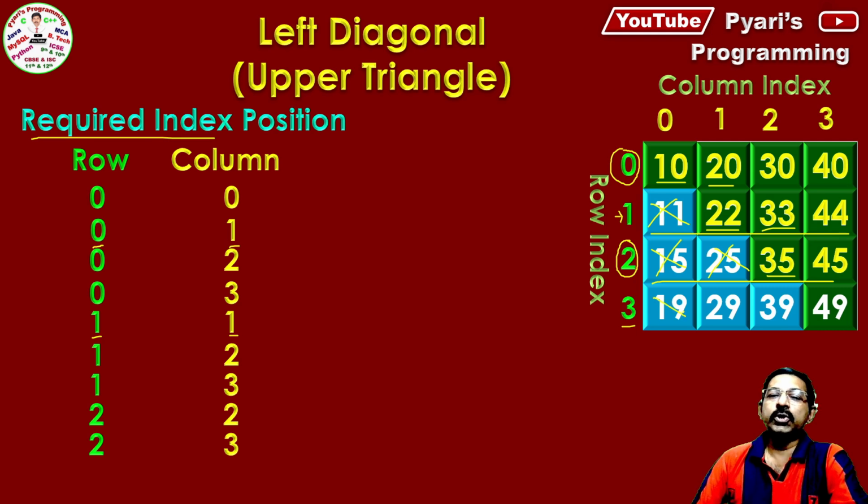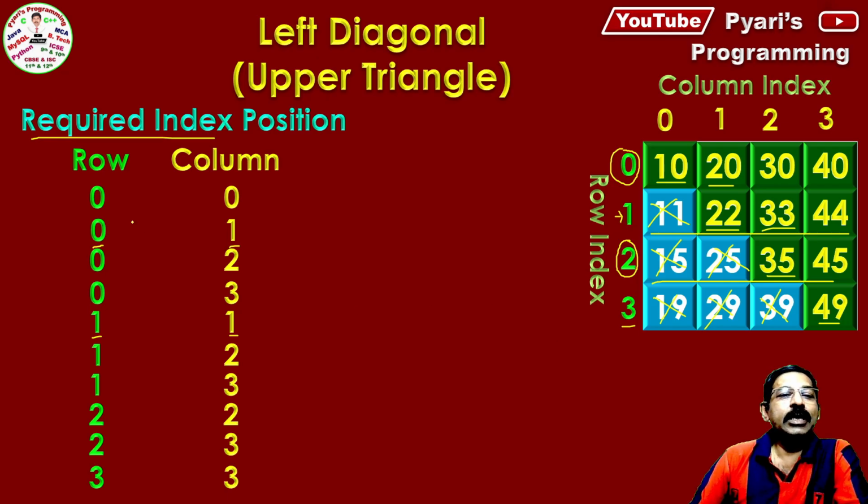Row 3, 0 position not required. Row 3, 1 position not required. Row 3, column 2 position not required, but row 3, column 3 position is required. Row 3 job is over. Now we'll develop the logic. Let's see what exactly this time we are getting.